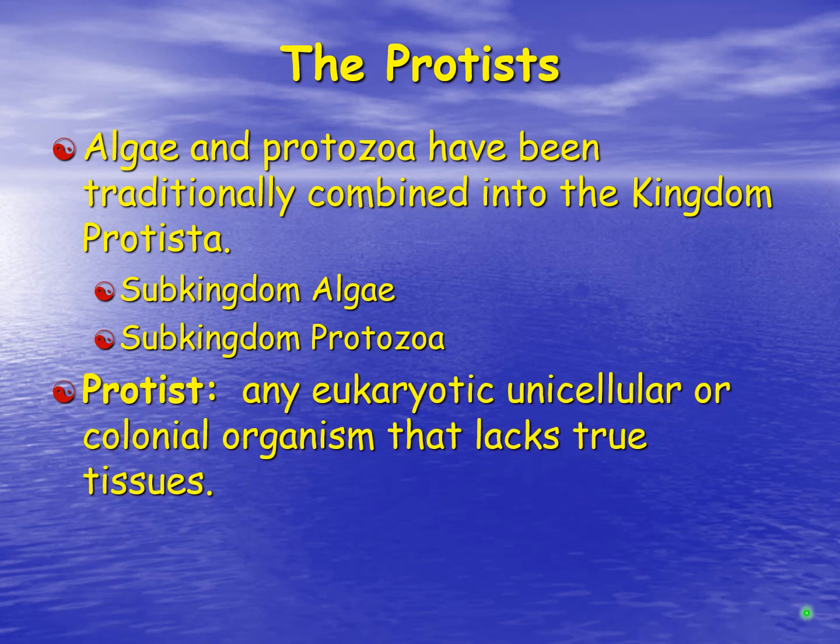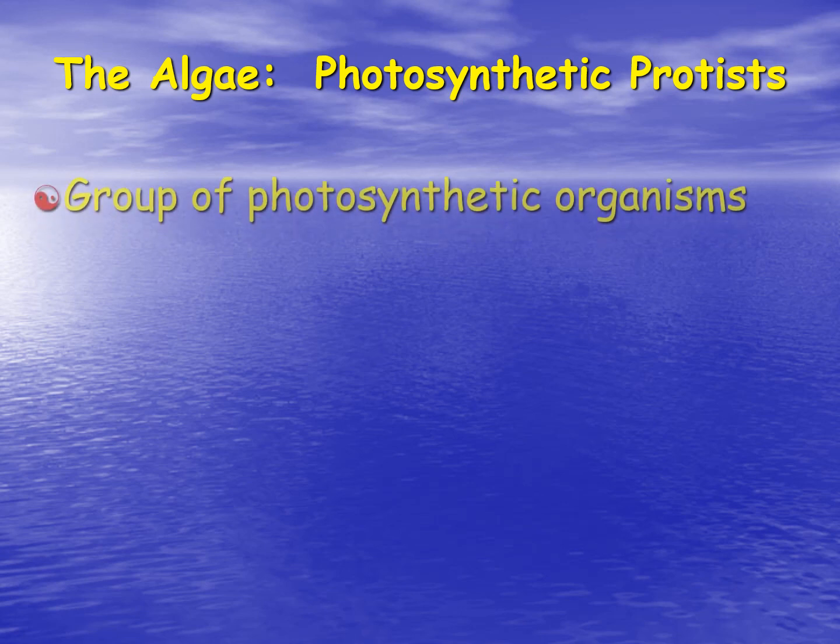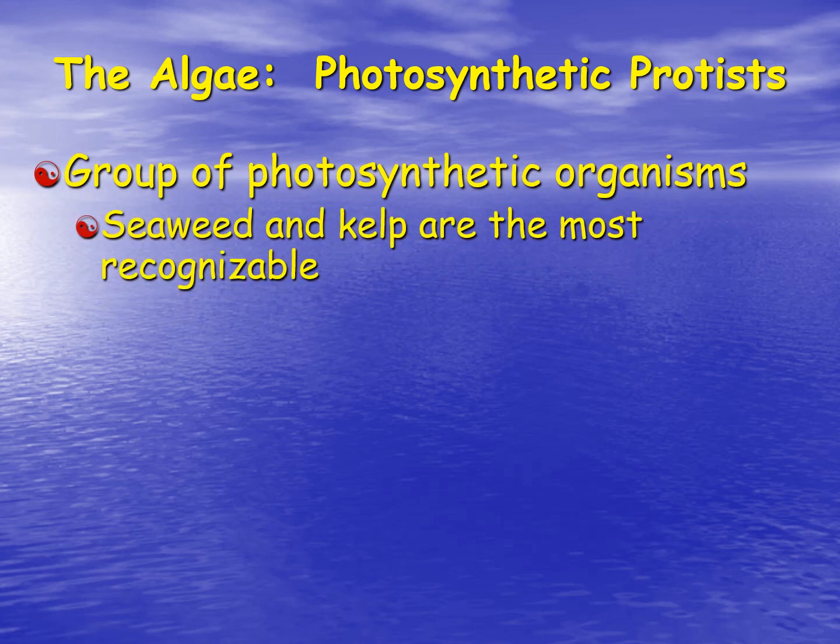A protist is any eukaryotic, unicellular, or colonial organism that lacks true tissues. All of the protists are single-celled. The algae can form some colony-like structures, but still are simple cells unto themselves. So the algae are photosynthetic protists, and the big thing that I can say about them is these are the primary oxygen producers in the atmosphere.